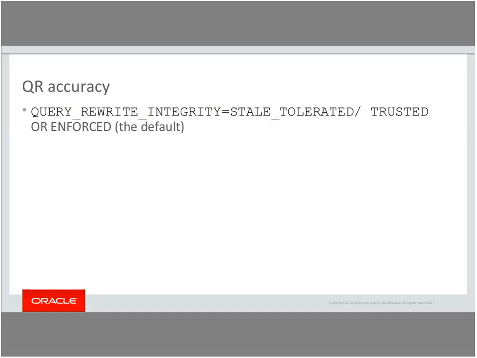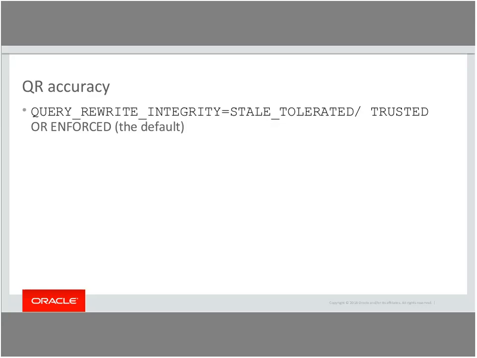The optimizer uses fresh data from the materialized view and only uses those relationships that are based on enabled, validated primary, unique, or foreign key constraints.